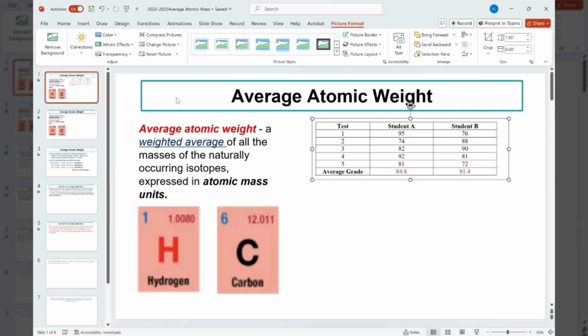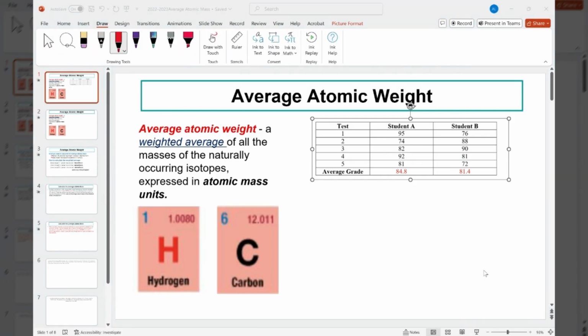Okay, good morning. I wanted to discuss average atomic weight. Sometimes it is called the average atomic mass, whatever you prefer. I kind of go back and forth. But when we're talking about the average atomic weight, by definition, it is a weighted average of all of the masses of the naturally occurring isotopes expressed in atomic mass units. So this is the number I'm talking about on the periodic table of elements.